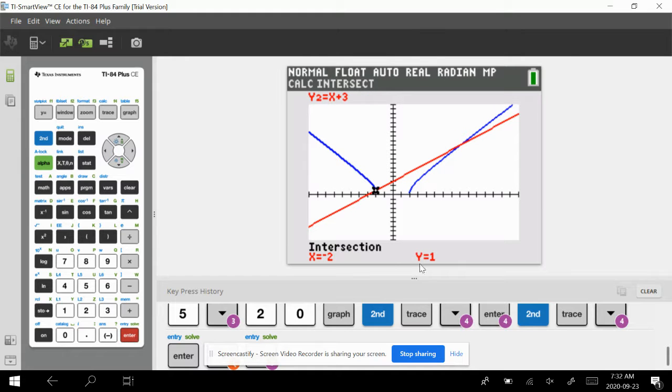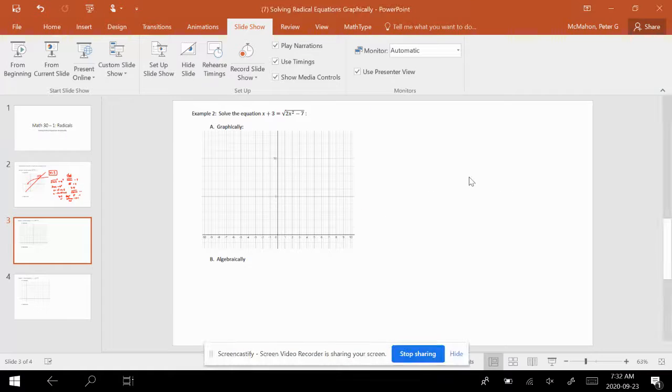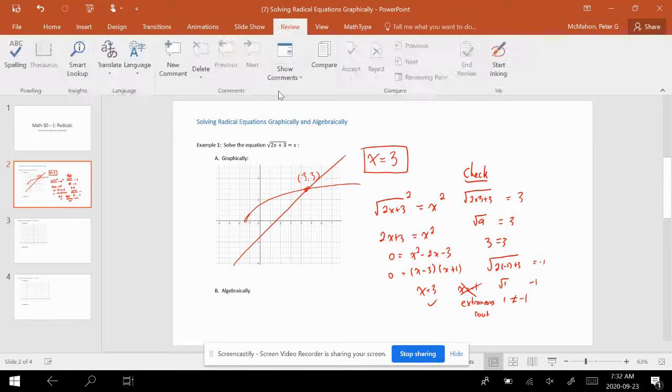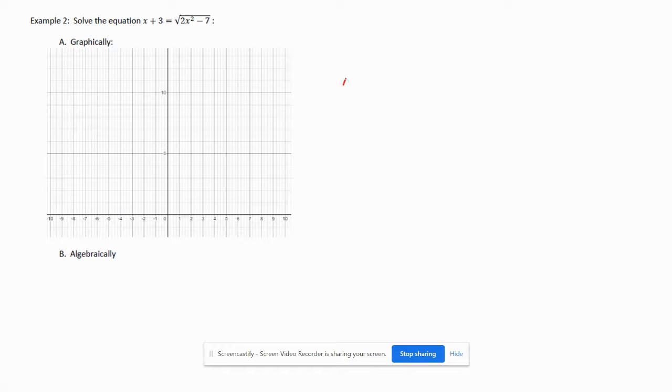Enter, enter, enter, and we have x equals -2. Okay, so guys, I'm not going to actually sketch this. We saw what the picture looked like earlier on. So we know that this is x equals 8 and x equals -2. Okay, figure out this one algebraically.